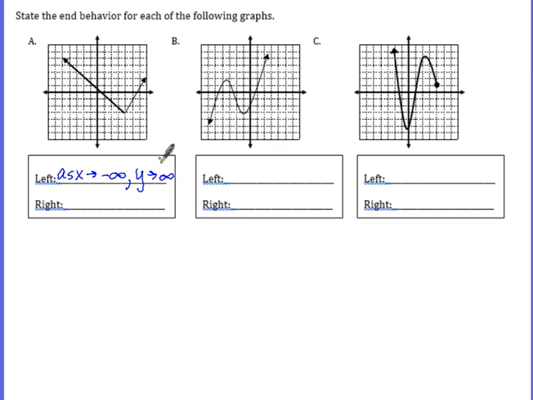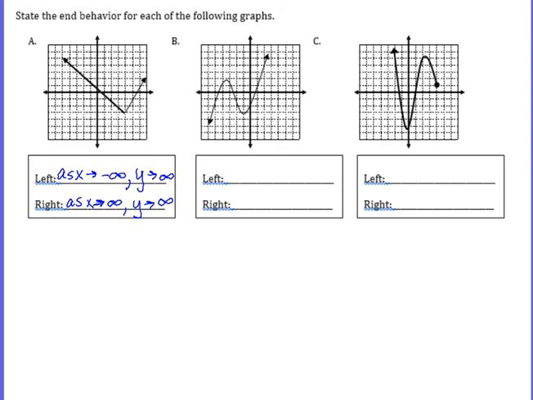Let's do the right-hand side. The right-hand side always starts with the phrase as x goes to infinity. As x goes to infinity, the right-hand side, it always starts like that. What's y doing? In our particular graph here, y is going up, up, up, up, up as we move further and further right. So y is going to positive infinity.